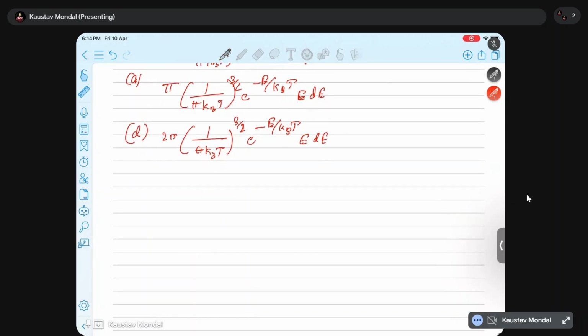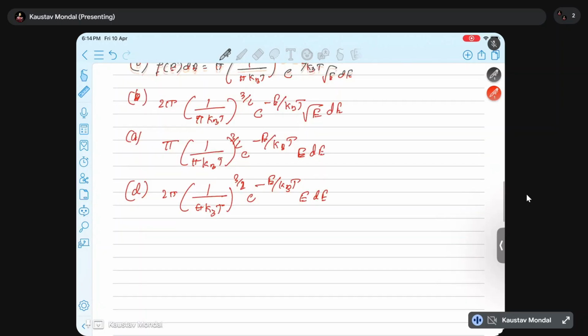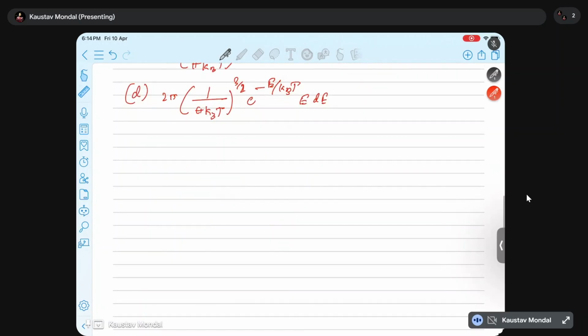So we know the velocity distribution formula. In 3D the Maxwell velocity distribution looks like this: F equal to m by 2 pi kBT to the power 3 by 2, e to the power minus mv square by 2kBT, into 4 pi v square dv. Right? This is the general Maxwell velocity distribution for a particle moving in 3D.